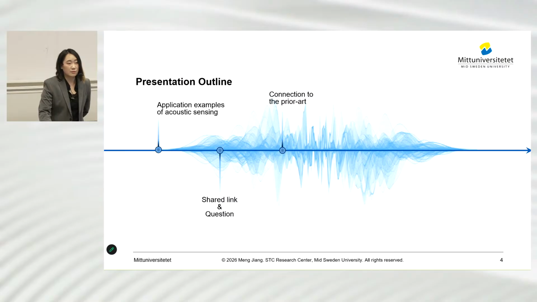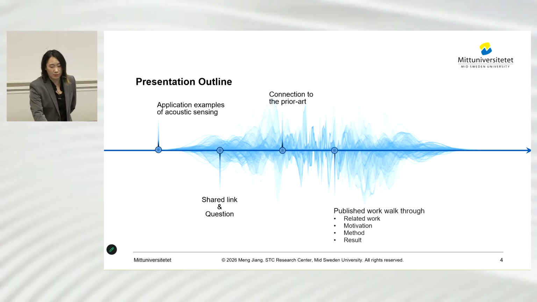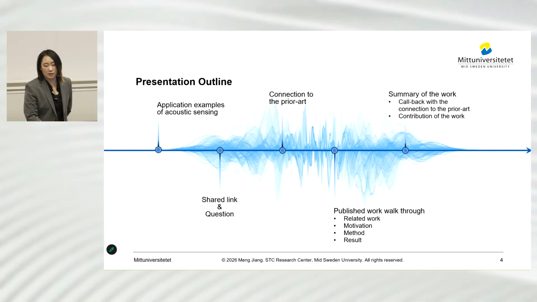We usually publish the work with related work, motivation, method, results. In the end, I will summarize the work with a callback of the connection with the prior art, and then also talk about the contribution of the work, and then that's the end.